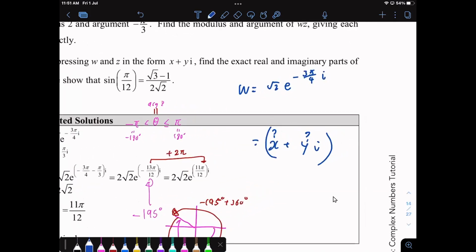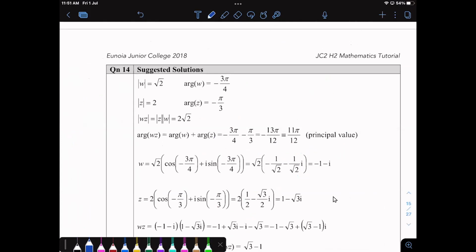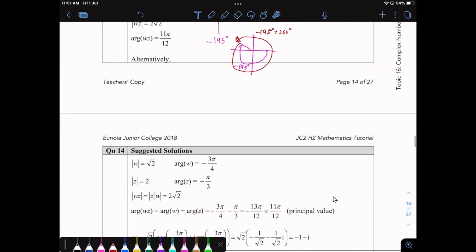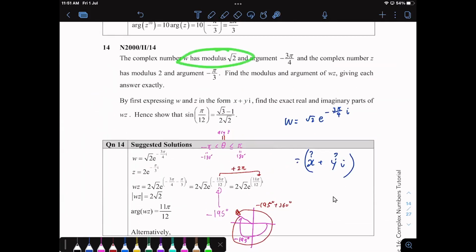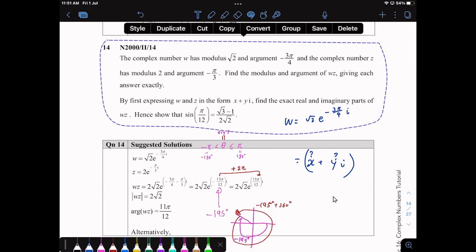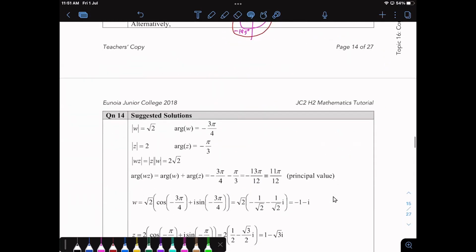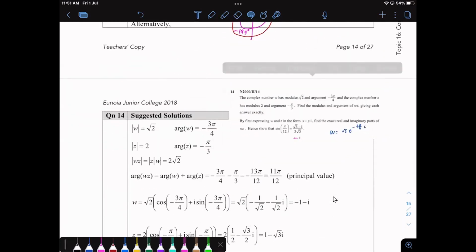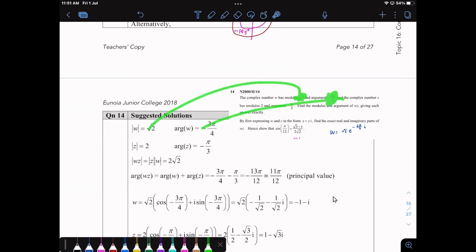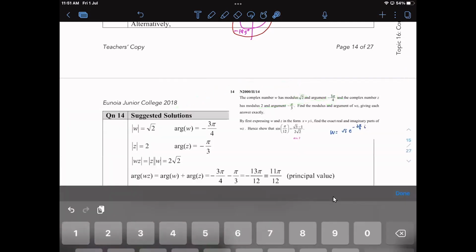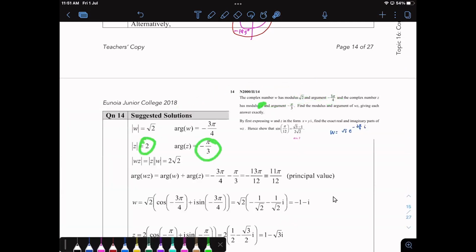Okay, review the answer. So what we're going to do is first find out w. What is the modulus and argument first? I think it's obvious, it's actually given already. Modulus is root 2, argument is negative 3 pi by 4. Let me copy down the question so it's easier for me. Likewise for the other one, modulus is 2 and argument is negative pi by 3.